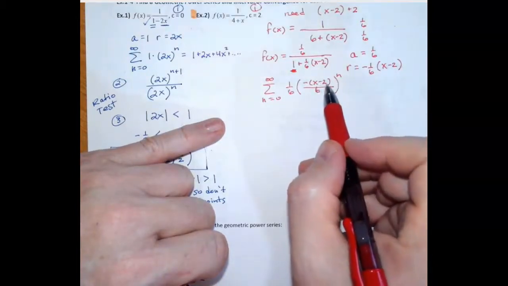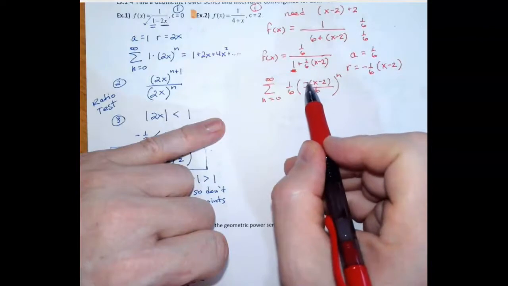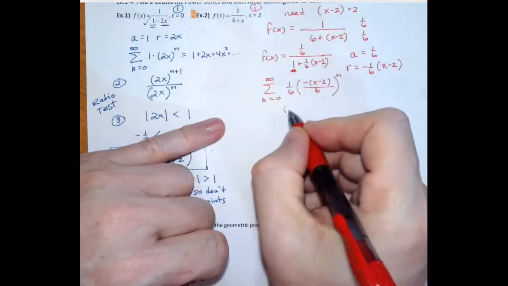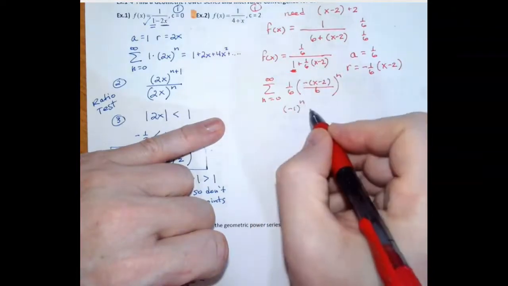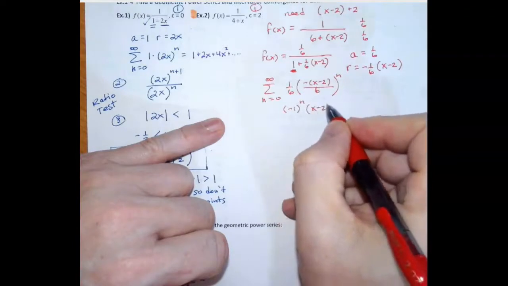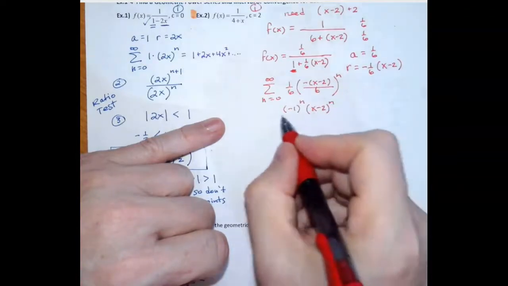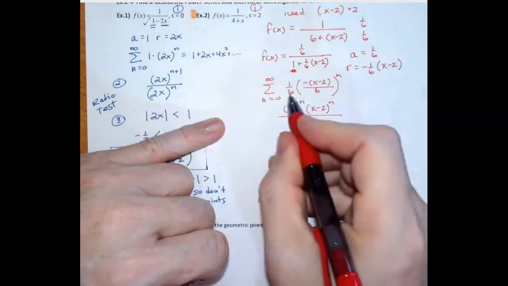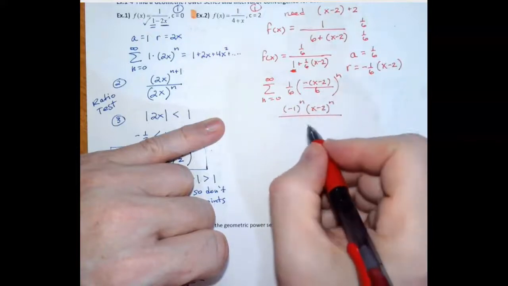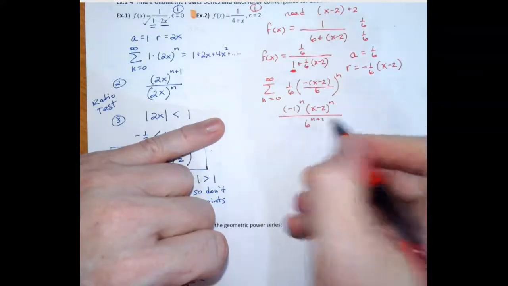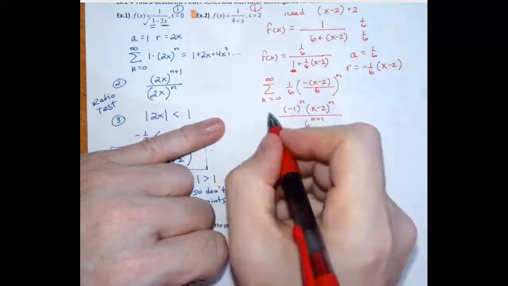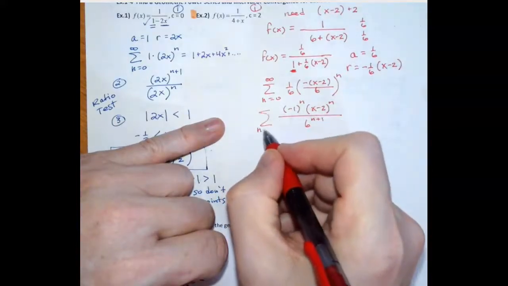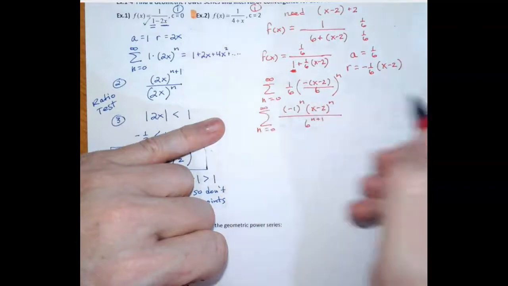Okay, so if we apply the n to that negative 1, that would be negative 1 to the n power, and then we would have x minus 2 to the n power, and then we would have 6 times 6 to the n power, so that would be 6 to the n plus 1 power. And n equals 0 to infinity.